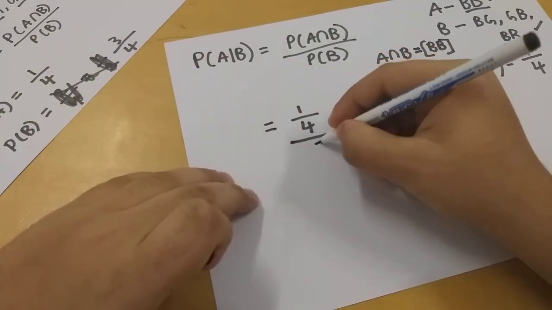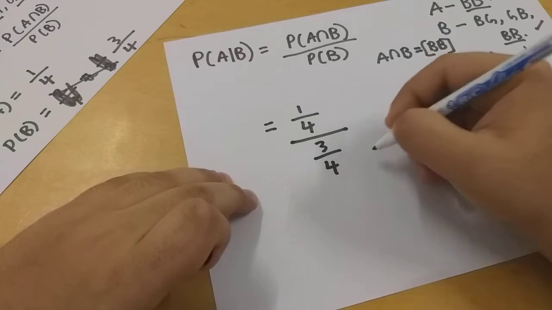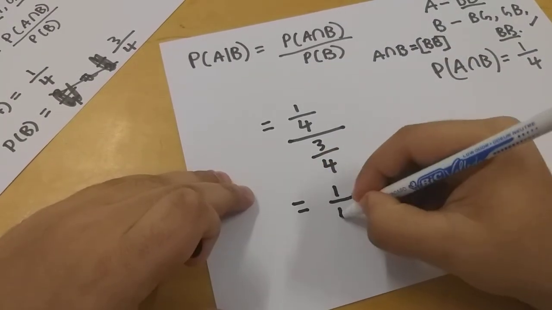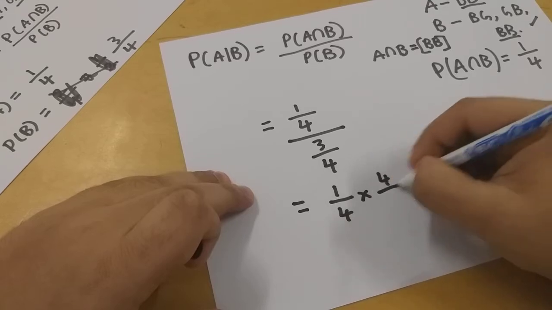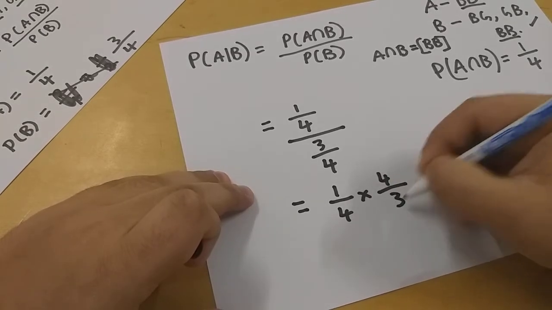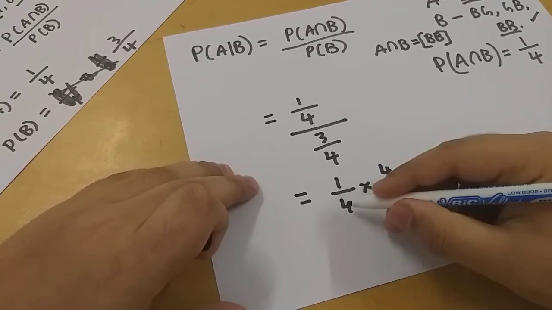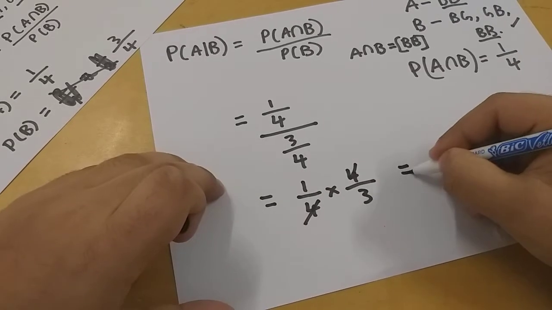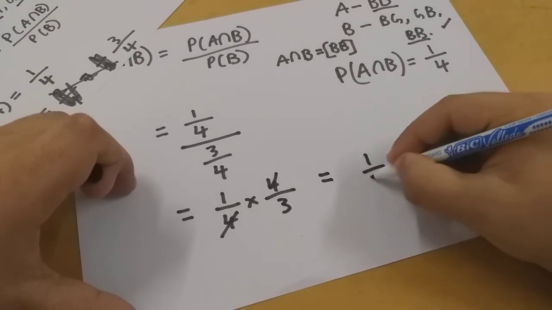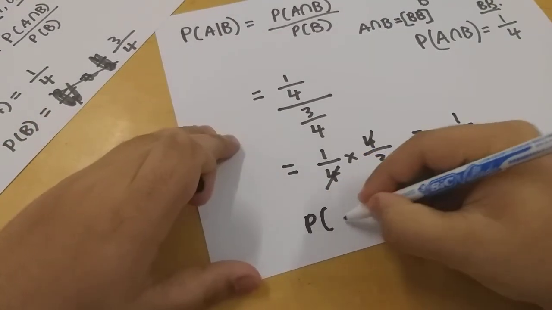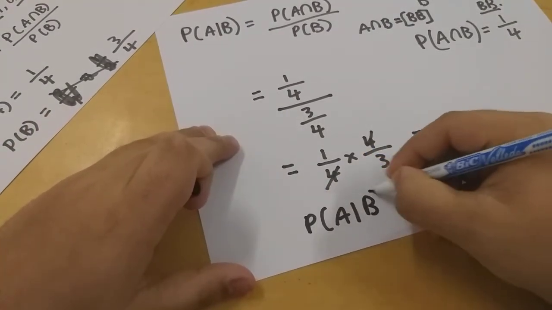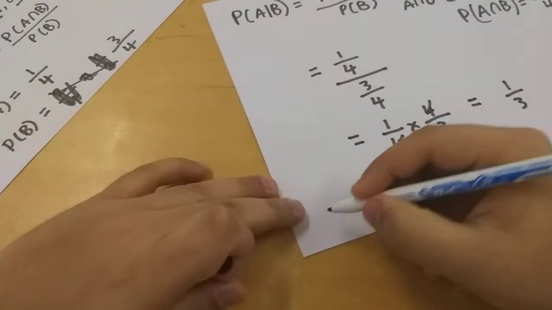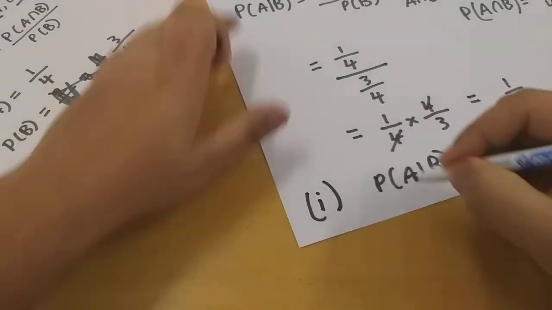So 1 by 4 divided by 3 by 4, which we can write as 1 by 4 into 4 by 3. And so over here, we can cancel these two. And so our final answer is 1 by 3. So P of A given B is 1 by 3. So this is the answer to the first part of the question.